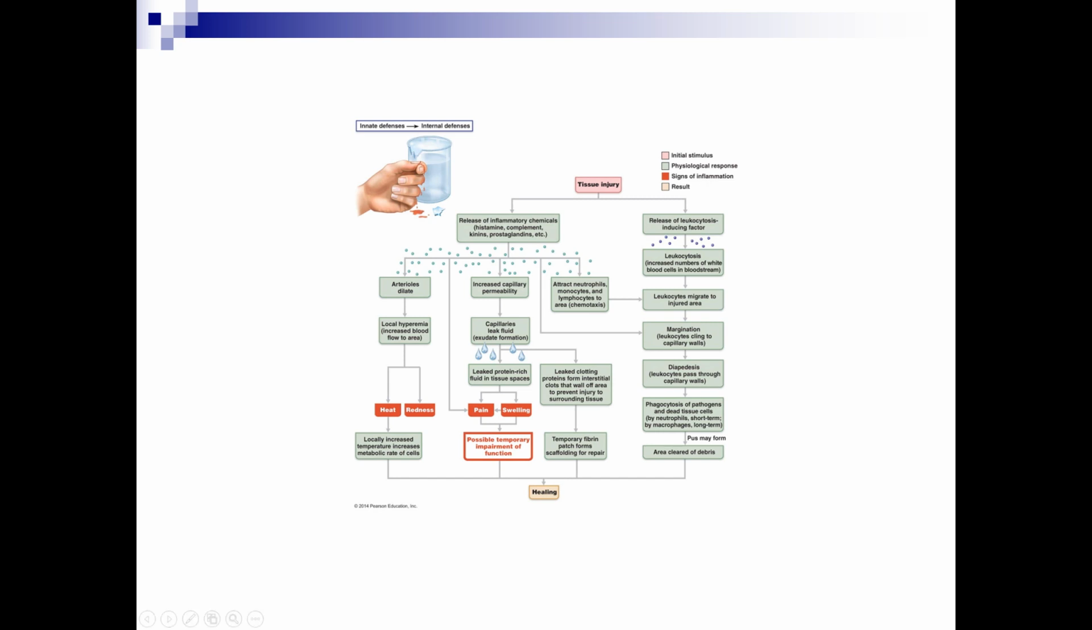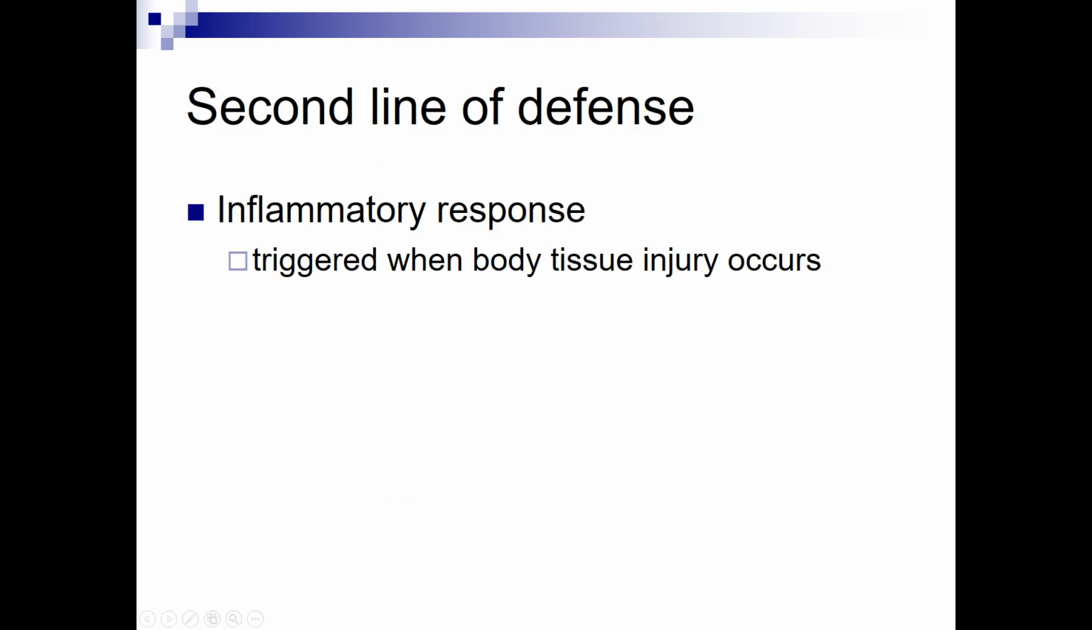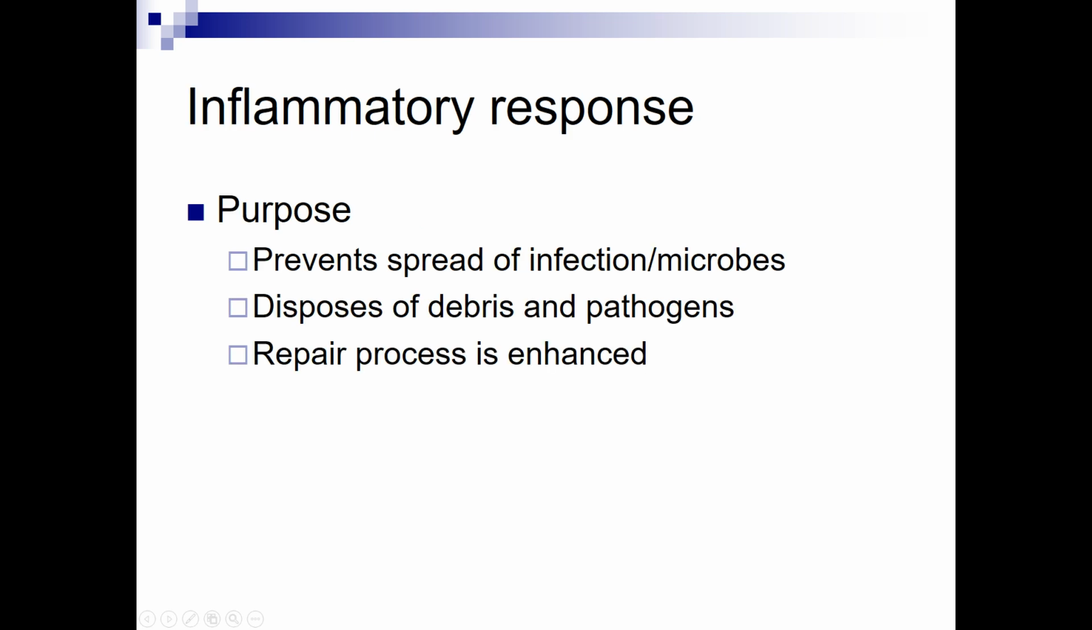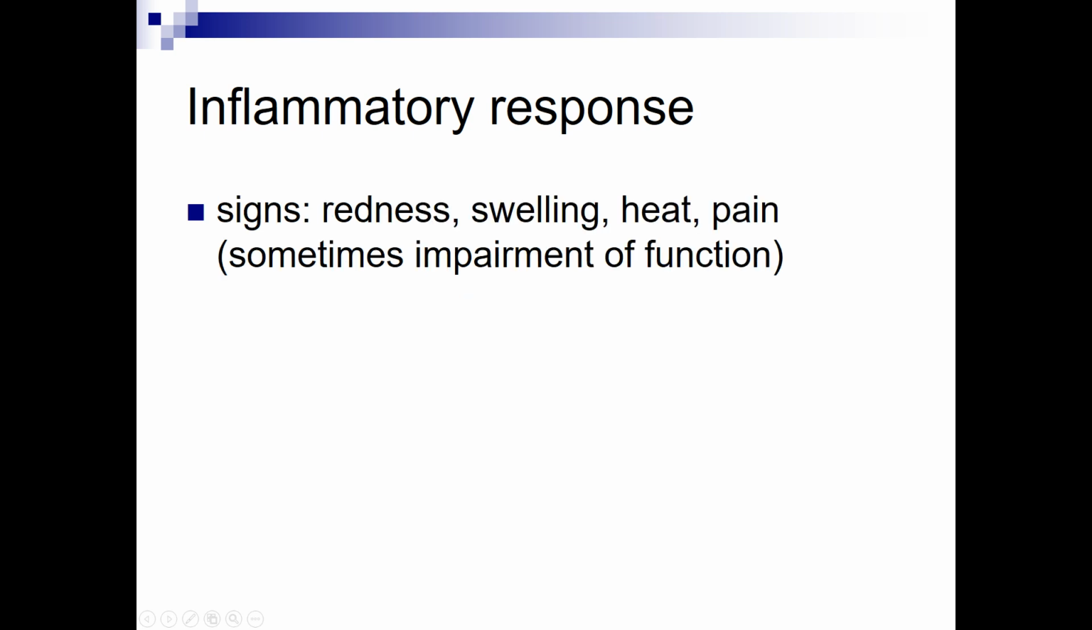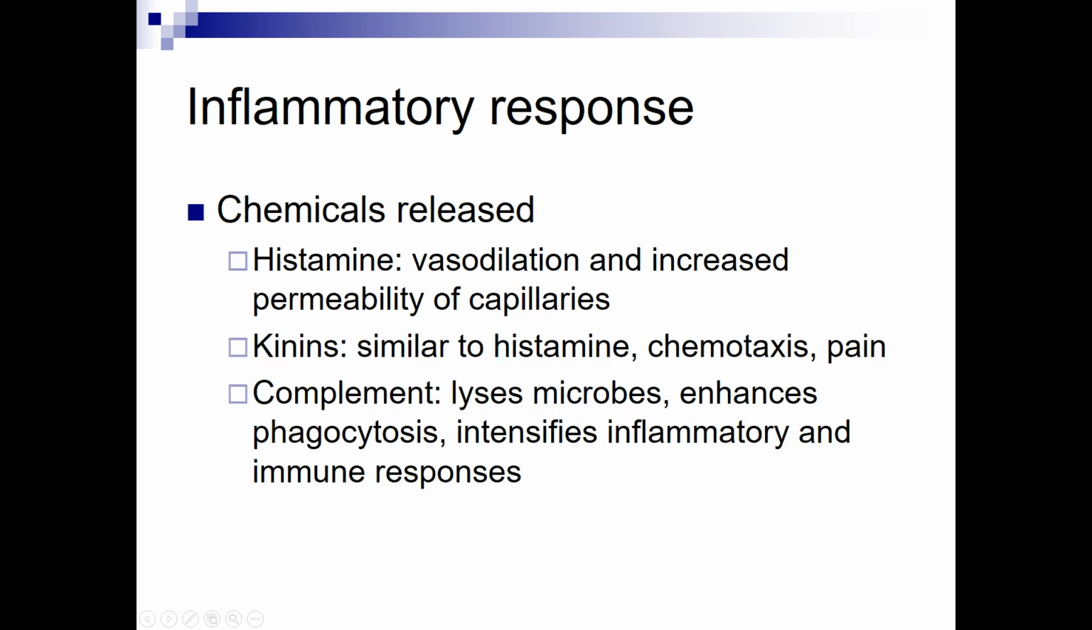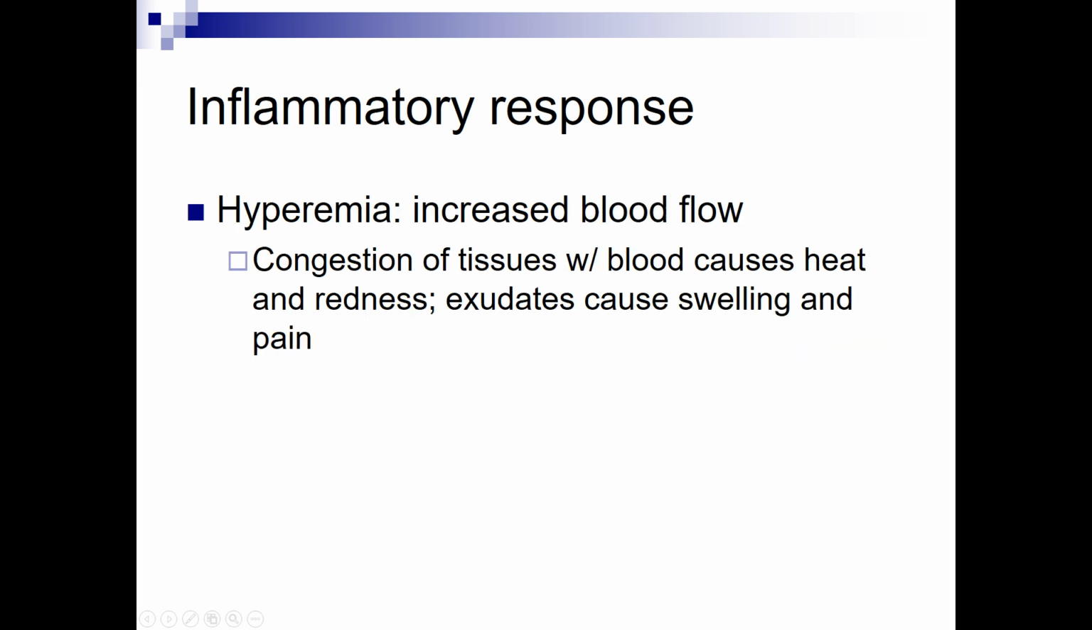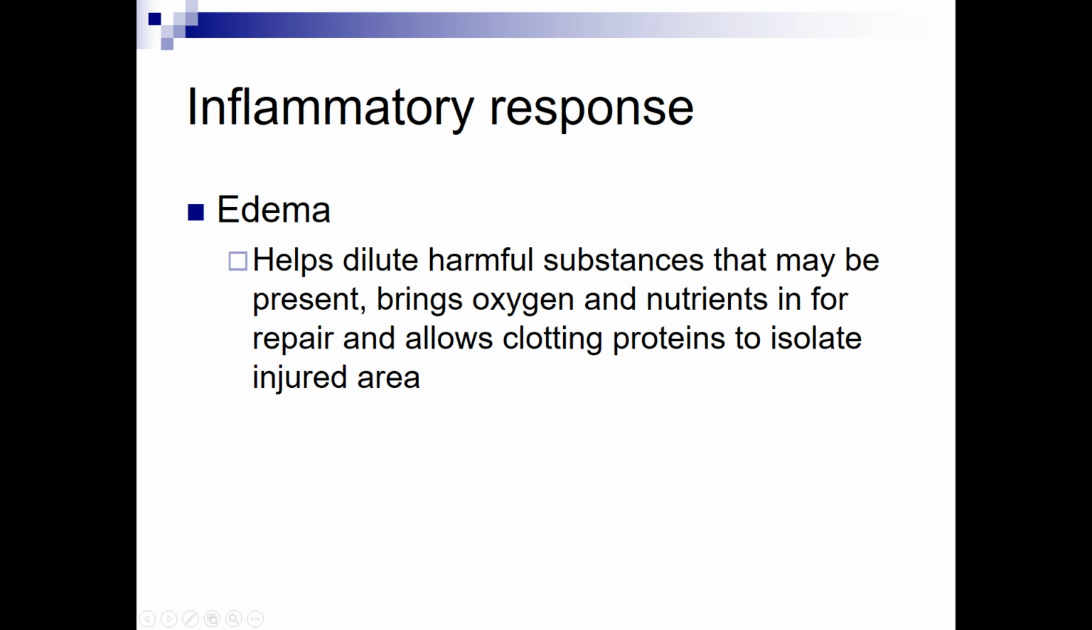So that in a nutshell is how inflammation works. It's triggered when body tissue injury occurs. Why do we have it? It prevents the spread of the infection or microbes, disposes of debris and pathogens, and enhances the repair process. Again, redness, swelling, heat, and pain, sometimes impairment of function. Here are the chemicals that are released, and we're going to get into complement in just a minute. And then hyperemia. When the tissues get congested with blood, we're going to get heat and redness, and then the exudate that comes from that is going to cause the swelling and pain.